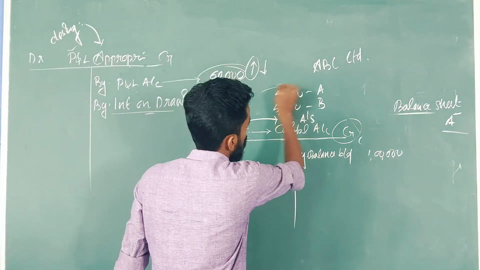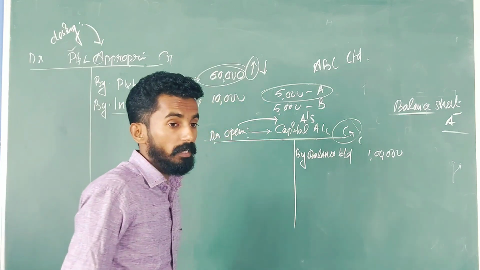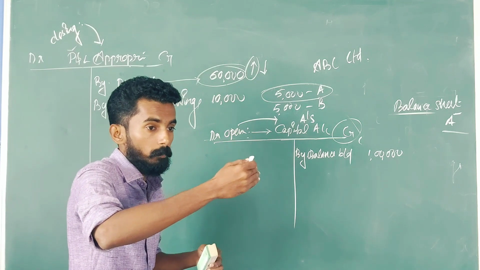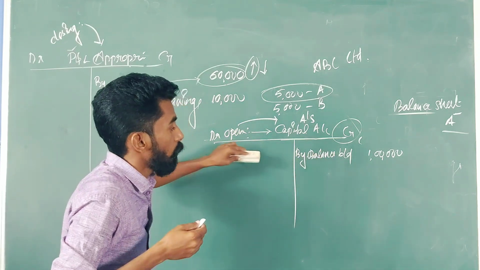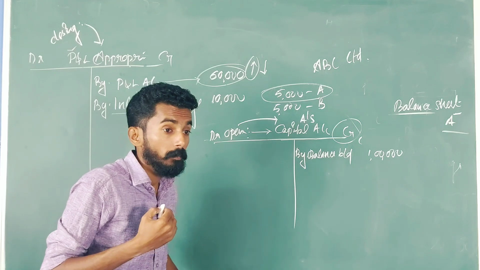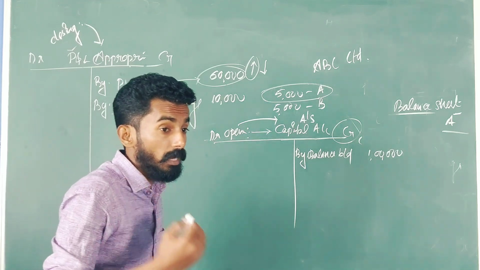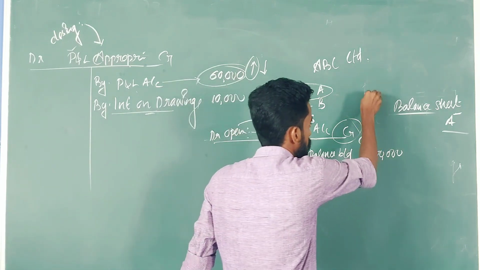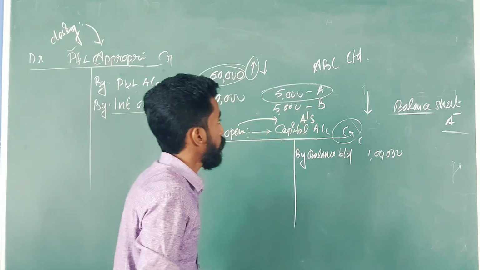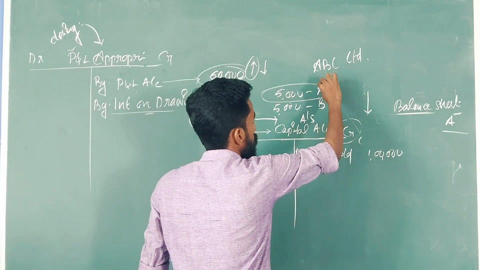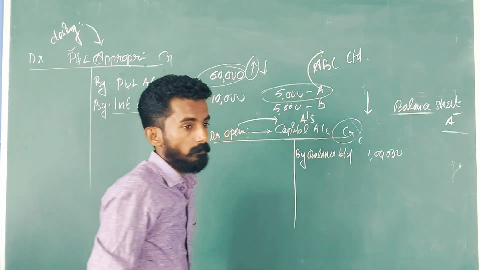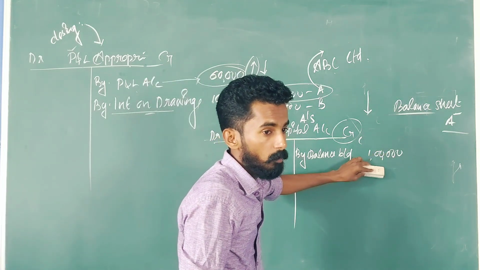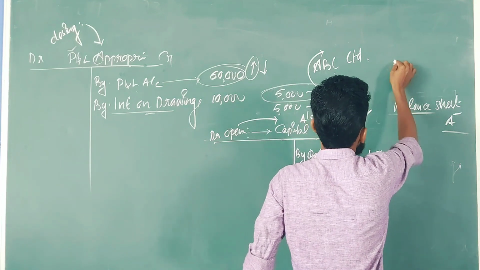If I am preparing A's capital account, A's interest on drawings is how much? 5,000. So will this 5,000 rupees increase or decrease the capital account? When a firm is charging interest on drawings, the capital account balance is going to decrease, because ABC Limited is charging A. A's capital was 1 lakh rupees. Capital account shows which balance?